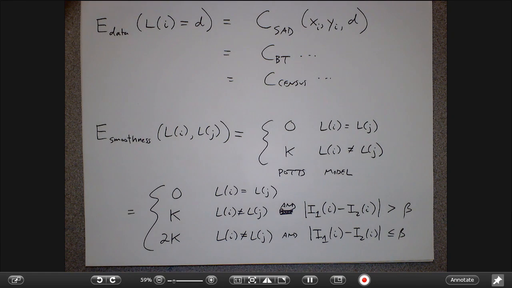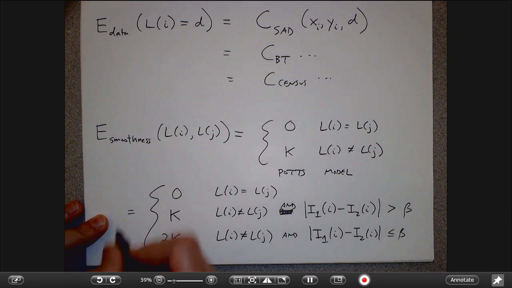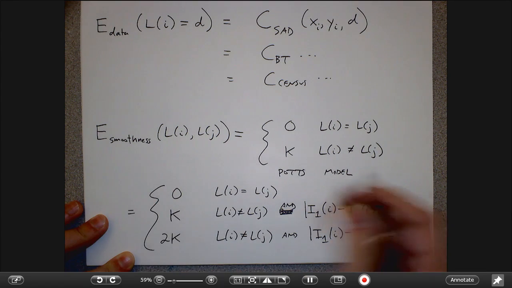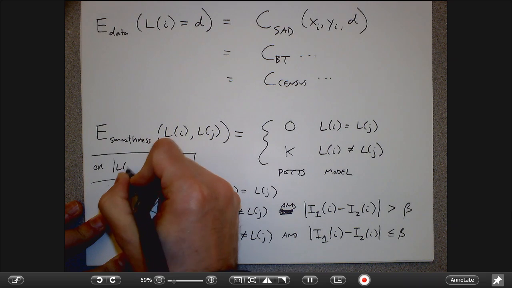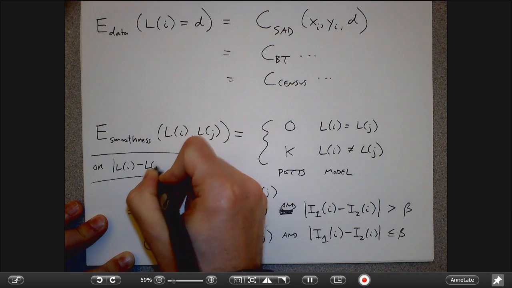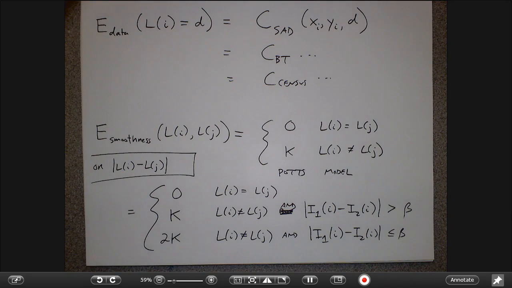And of course, you could do other things. If I wanted to, I could look at the absolute difference between the disparity labels. One thing here is that with these options, it's either no penalty for being exactly the same, or a penalty for being different no matter how different you are.